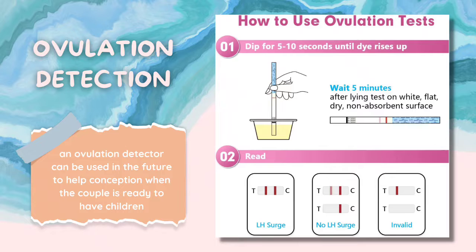If no ovulation, if the test line is weaker than the control line, the hormone concentration is still too low for ovulation. So continue testing with a new test. If no line appears, the result is invalid, and repeat the test as soon as possible.